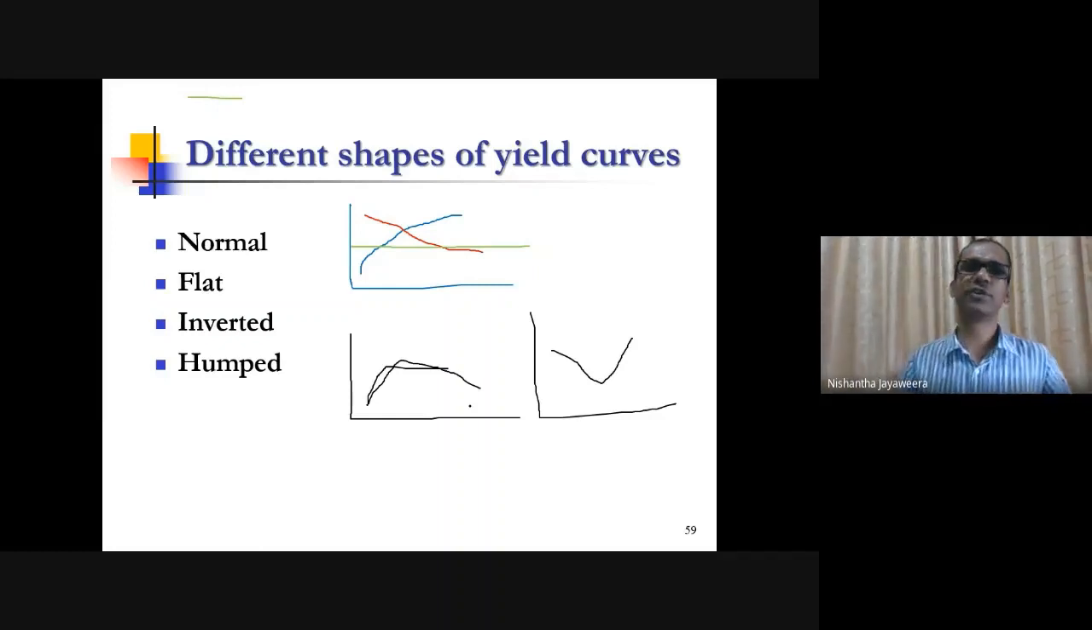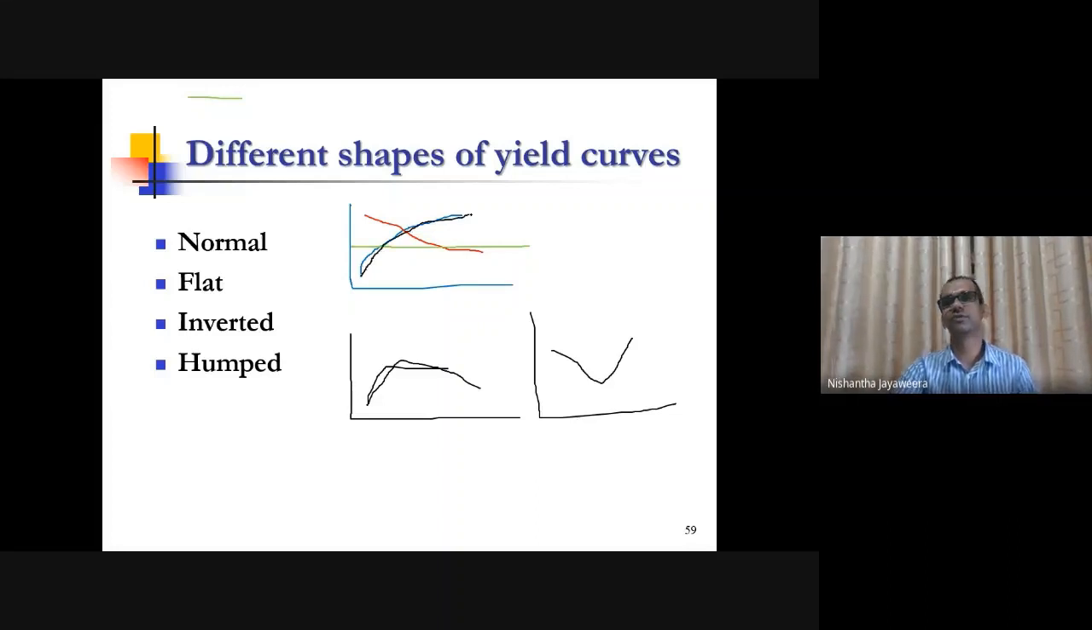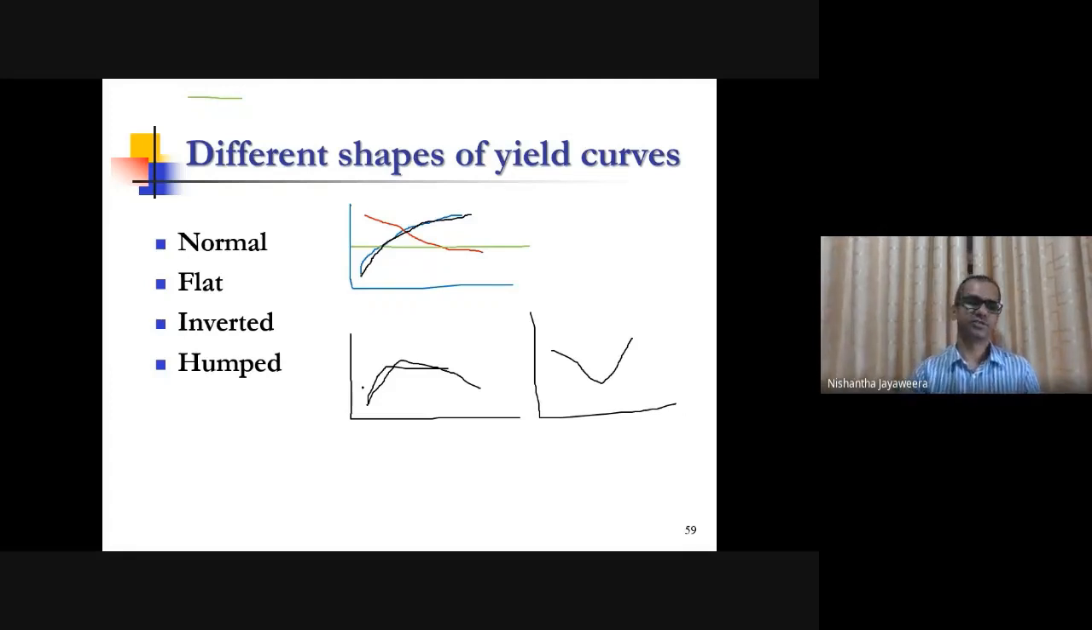Okay, how do you interpret these yield curves? That's a more important thing. Normal yield curve, that means like this upward slope curve. What do you expect when you see this type of yield curve? Short-term maturities, interest rates are low. Long-term maturities, interest rates are high.